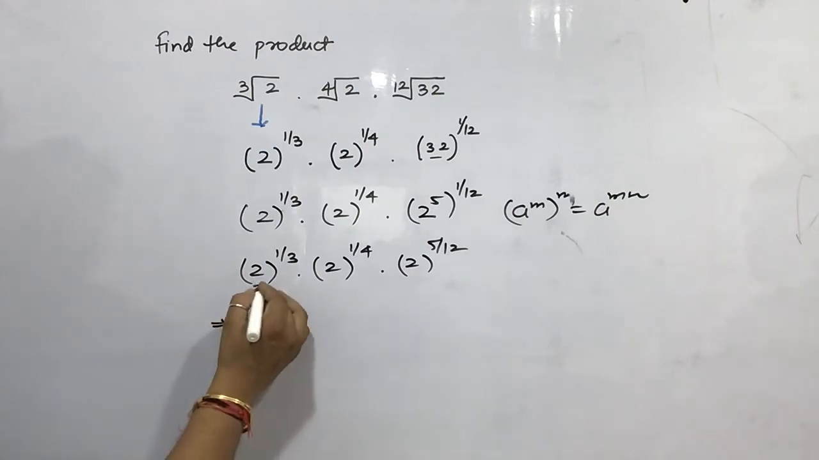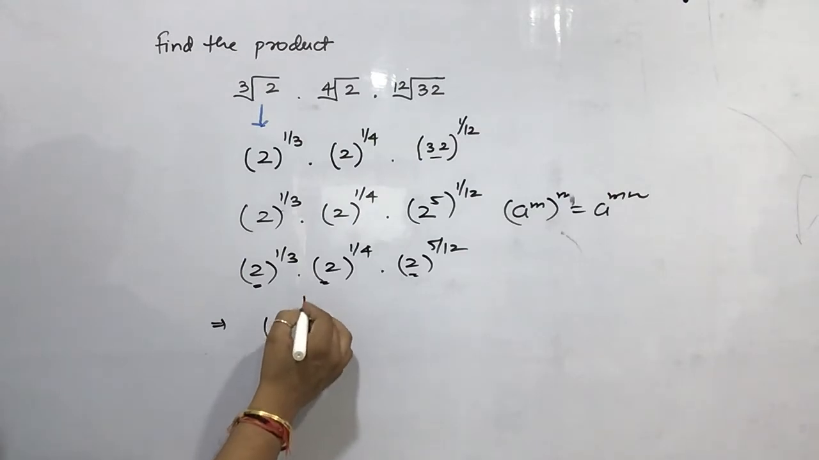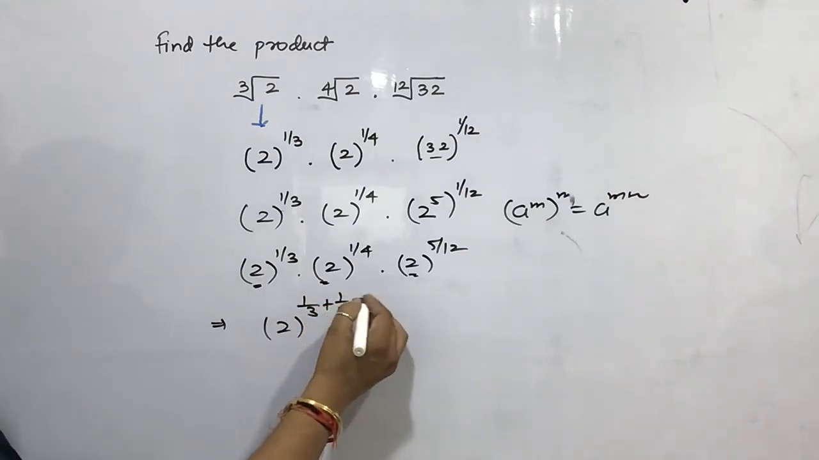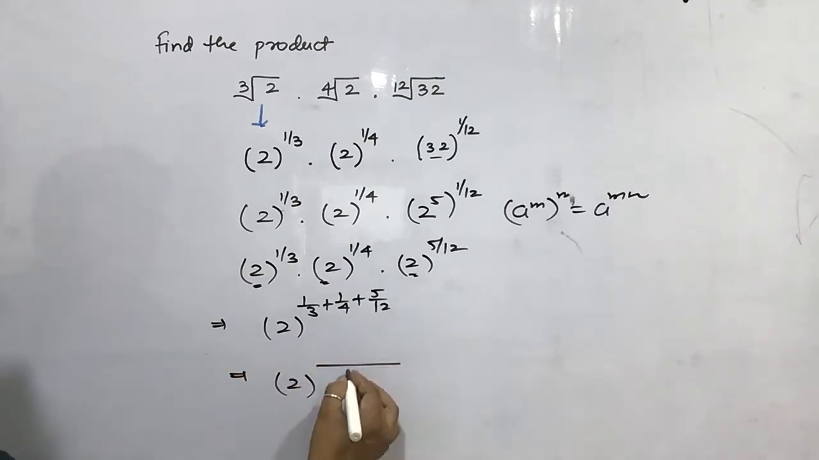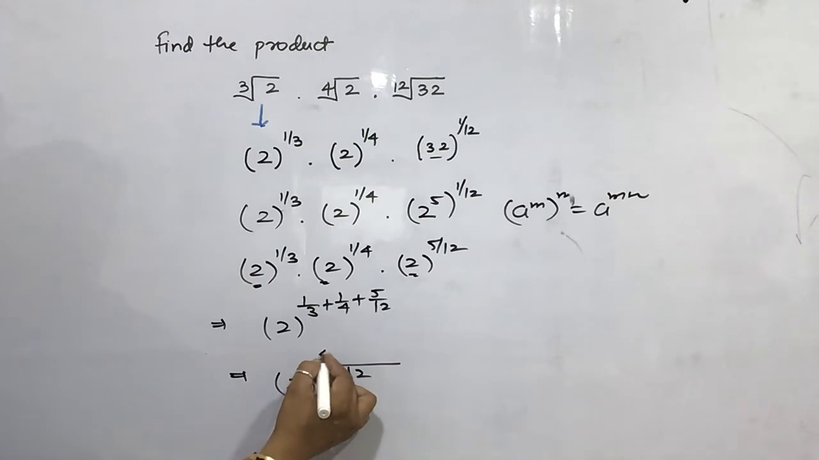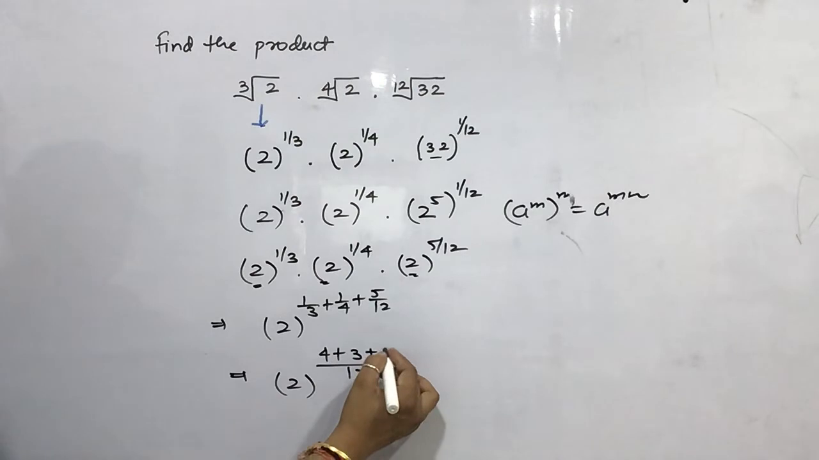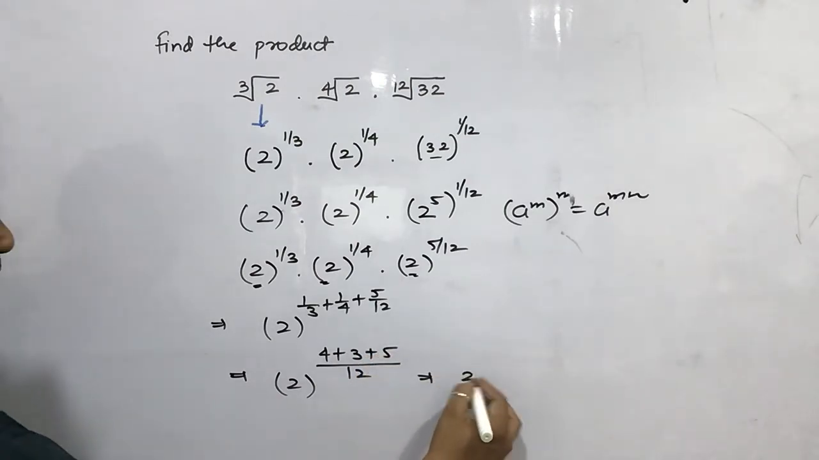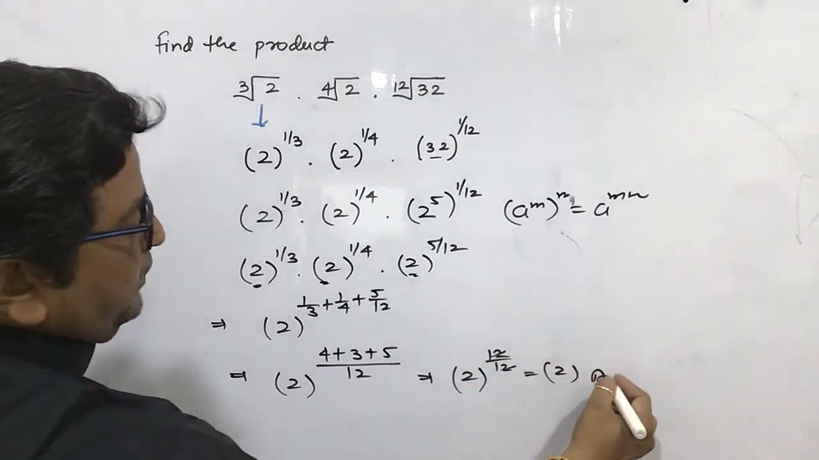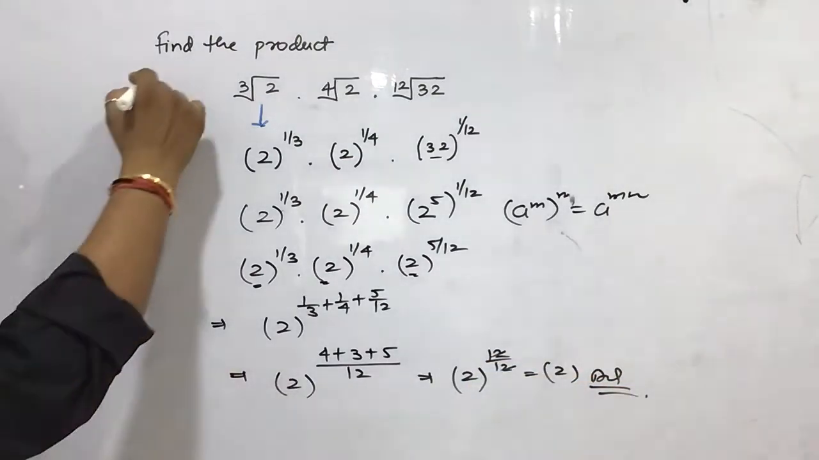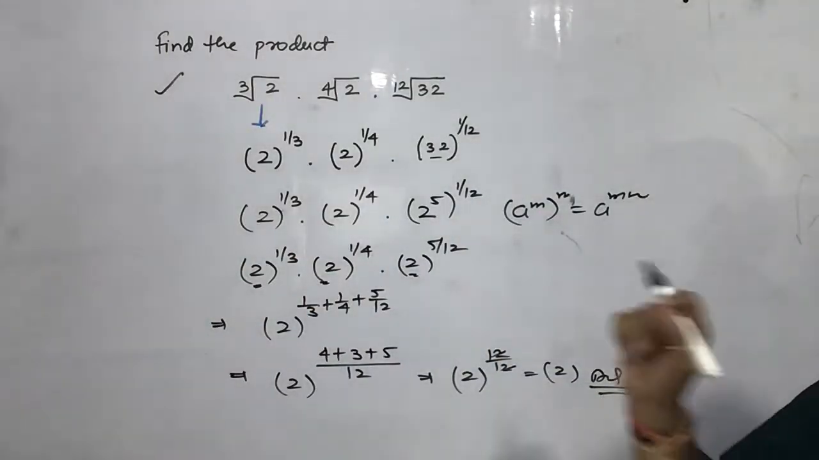If the bases are same, we will add the powers, we will get 1 by 3 plus 1 by 4 plus 5 by 12, and if I take LCM, it will be 12. This is 4, this is 3, this is 5, and it will become 2 raised to the power 12 by 12, and this will cancel out. Then what is the answer? 2.